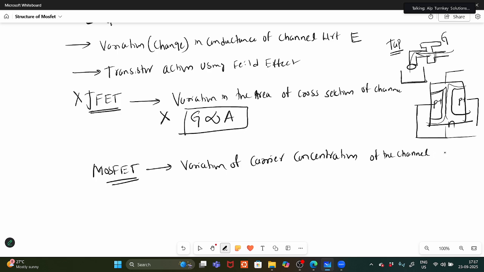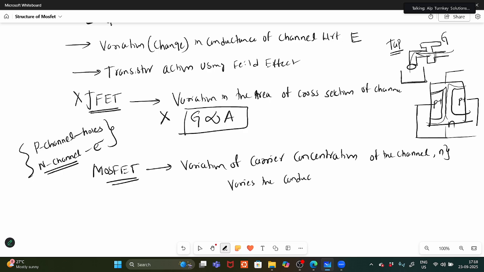By varying the carrier concentration, if it is a P channel, you are varying the concentration of holes in the channel. If it is an N channel, you are varying the concentration of electrons. So by varying the concentration of carriers in the channel, we are varying the conductance. By applying some external electric field, that varies the conductance of the channel.